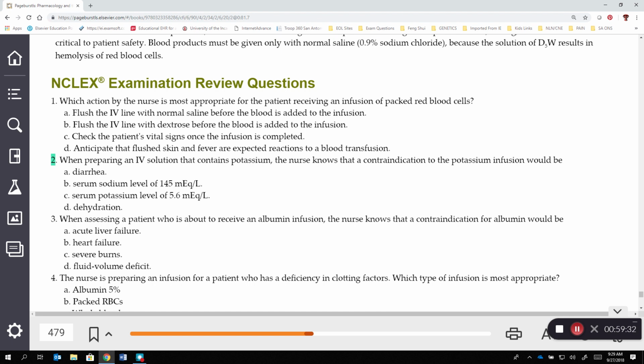Diarrhea? Most patients lose potassium when they have diarrhea, so I don't think so. Serum sodium level of 145, well, that has nothing to do with potassium. A serum potassium level of 5.6, that's kind of high, and I'm going to give potassium, so I'm going to make that higher. Or dehydration. It's C. You will not give IV solutions containing potassium if you have a patient with a potassium level of 5.6. You need to hold it, call the provider, and have a discussion.